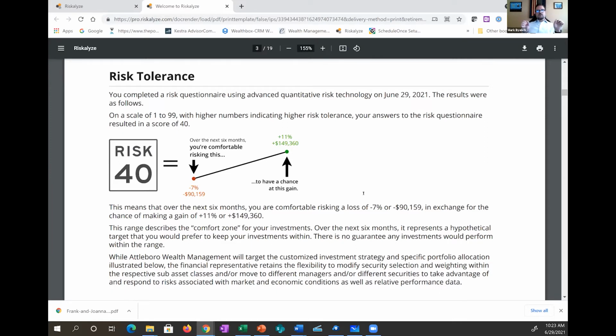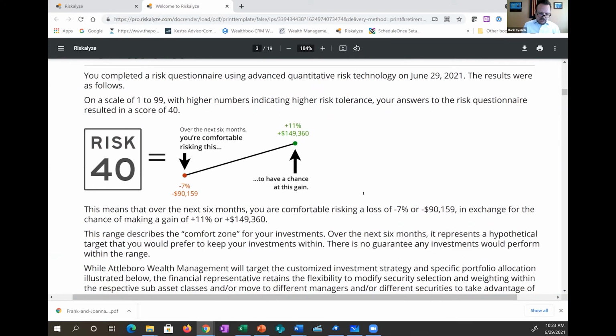So what does 40 mean? From a scale of 1 being the most conservative and 99 being the most aggressive, Frank and Joanna Miller said they're at about a 40. Now let's talk about that in dollars and cents. They're saying that over the next 6 months, they're comfortable achieving 11% and risking 7%.